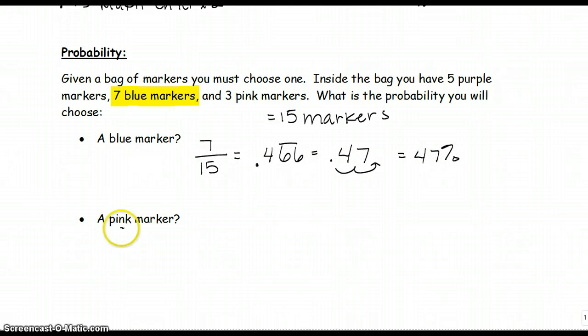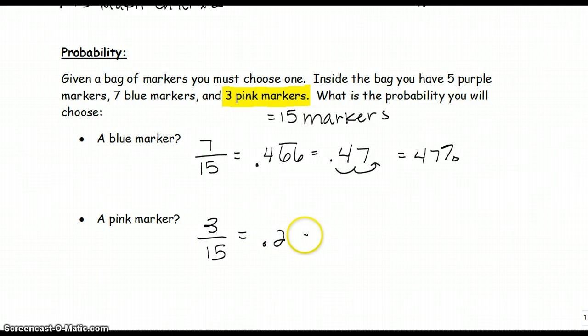If we wanted to figure out the probability we would pull a pink marker, we have to think we have 3 pink markers. So we put that over the total number and divide. And 3 divided by 15 is 0.2. If we want to put this into a percent, we would move our decimal place twice and add a 0 in, so it would be 20% chance that you would pull a pink marker. I hope this helps with your homework.